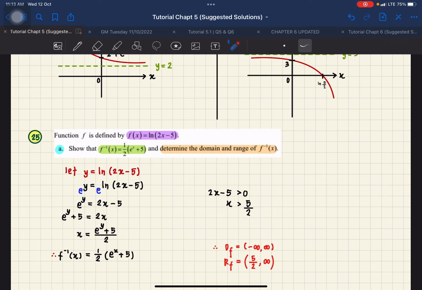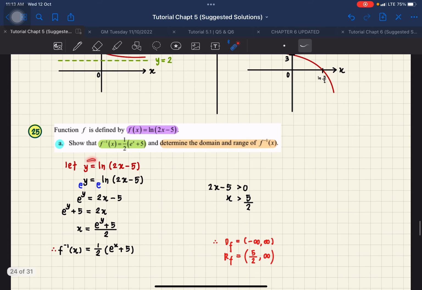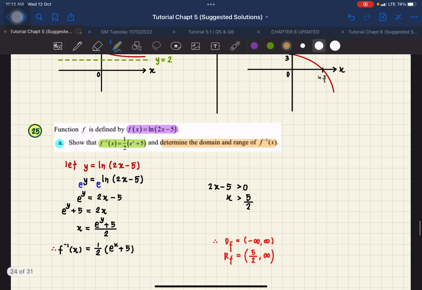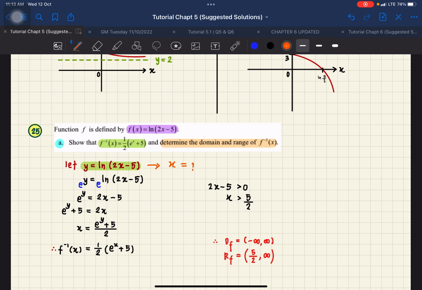Okay, and so untuk cari f inverse, saya guna teknik let substitution. So I let y equals to ln(2x minus 5). So saya let y equals to my f(x), which is equals to ln(2x minus 5). Okay, so kita punya goal sekarang, from here, our goal is to find x sama dengan apa. Kita nak cari x sama dengan apa. Itu subjek kita. Okay, so our goal is, we want to find x equals to something else.